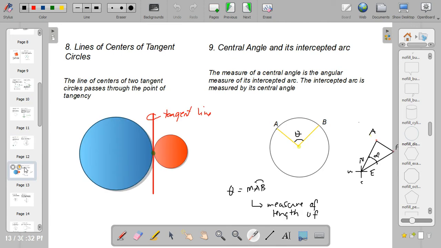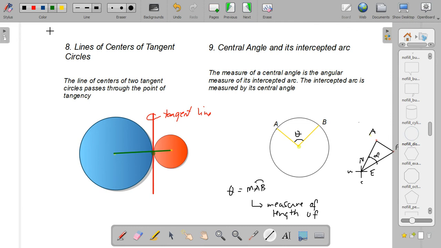Okay, so number 8, we have what you call the lines of centers of tangent circles. They are called tangent circles because they have a common tangent line, and they all intersect at the same point along this tangent line. So the line of centers of the two circles passes through the points of tangency. So ibig sabihin, pag nandito yung ating center, andito yung center nito, so yung line is passing through the point of tangency. So this is your line. So it passes through the point of tangency.